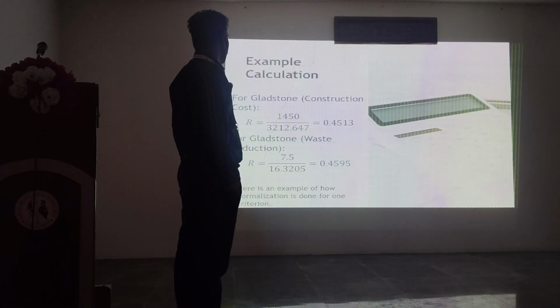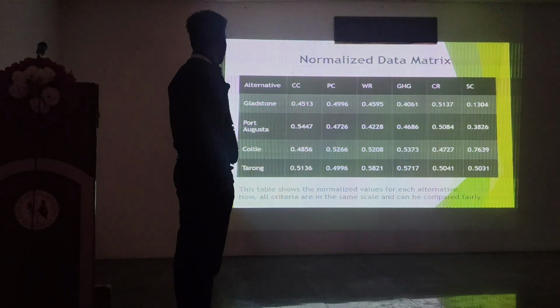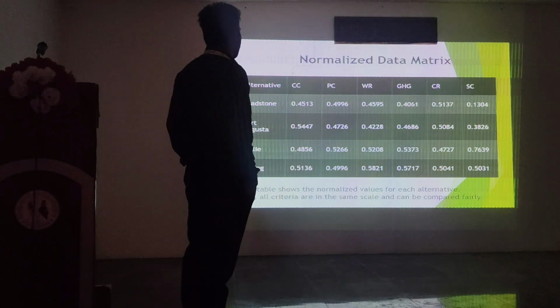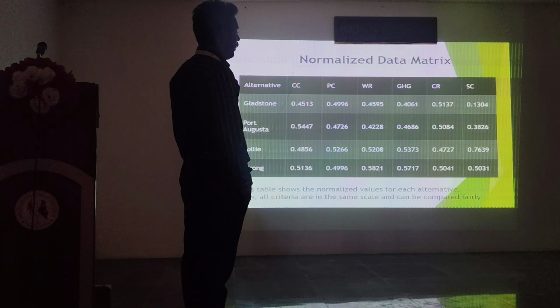Calculations. Here is an example of how normalized data is calculated for one criterion. Normalized data matrix. This table shows the normalized values for each alternative. Now all criteria are on the same scale and can be compared fairly.